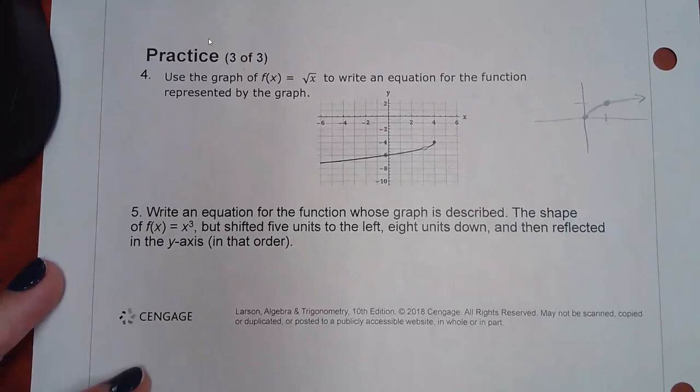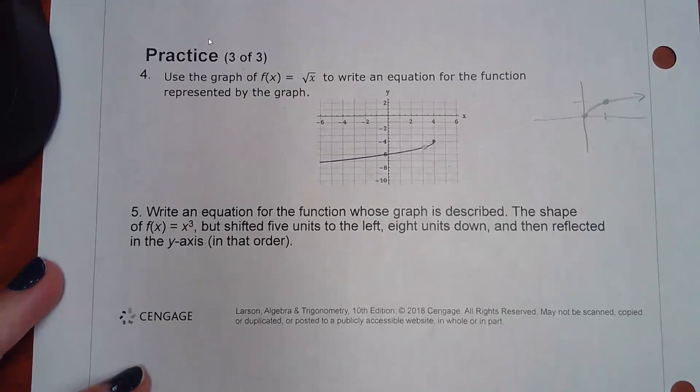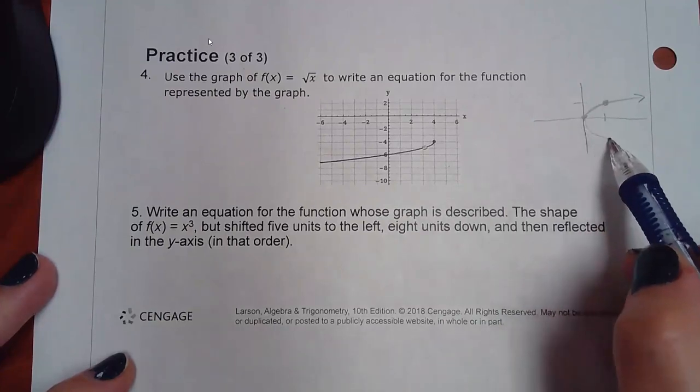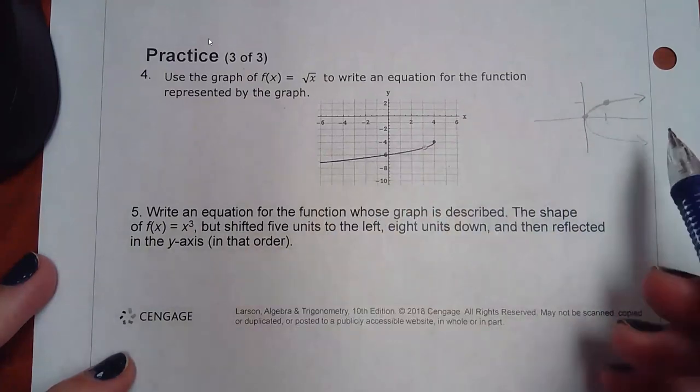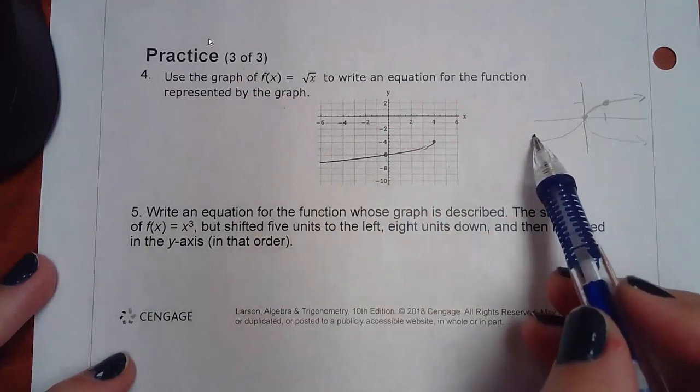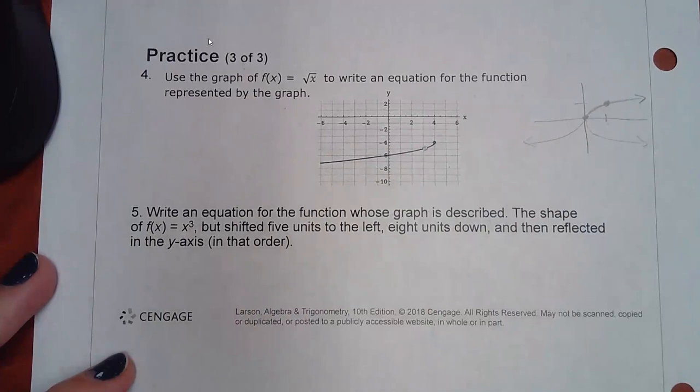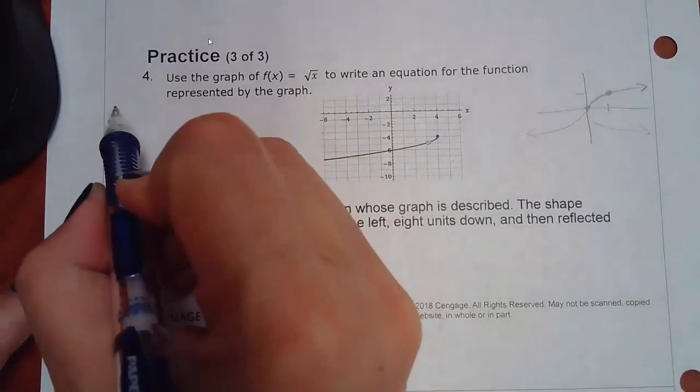But some stuff did happen to it. It flipped, didn't it? And this one actually flipped. This one's weird. This one actually flipped two times, didn't it? Because it had to have flipped downward, right? In order for it to be going, you know, down. But then it also had to flip over the y-axis to go in that direction, okay? So this one flipped over both.